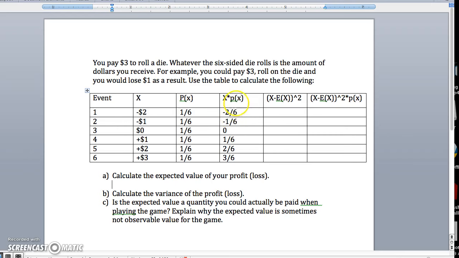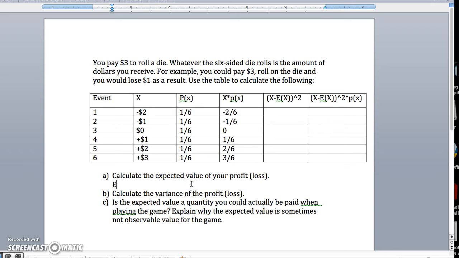So if we add up all of these, well, negative 2 over 6 would cancel out with the 2 over 6 here, and negative 1 over 6 plus 1 over 6 would cancel there. 0 has no effect on the sum, and we'd end up with 3 over 6.